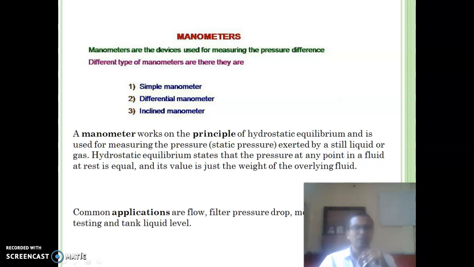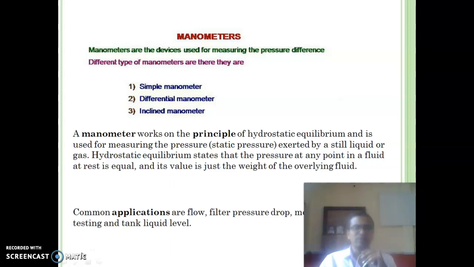So what are the different types of manometers? Simple manometer, differential manometer, and inclined manometer. According to the situation of the flow, we use the specific type of manometer. Now, a manometer works on the principle of hydrostatic equilibrium and is used for measuring the static pressure exerted by a still liquid or gas.